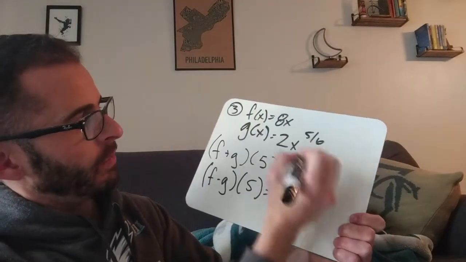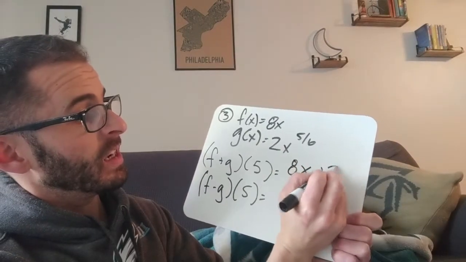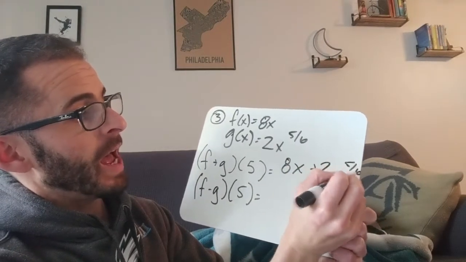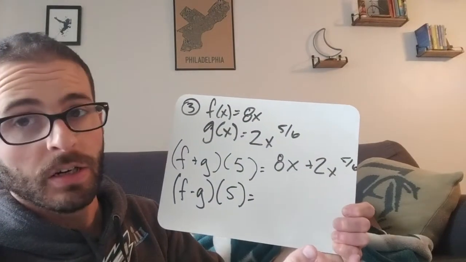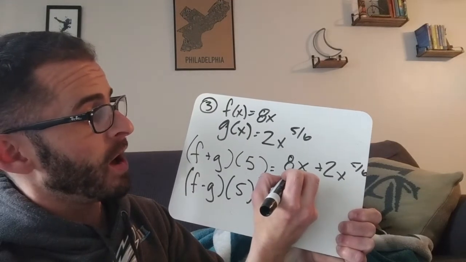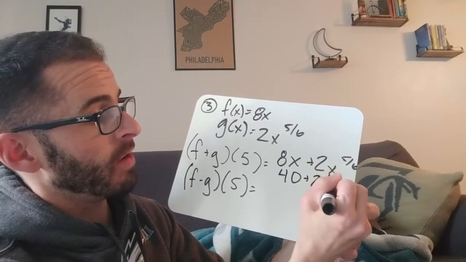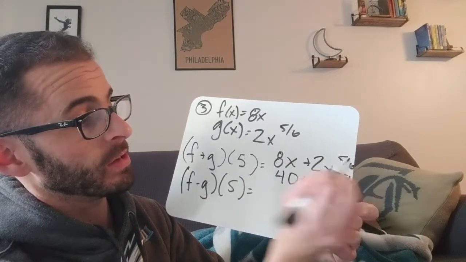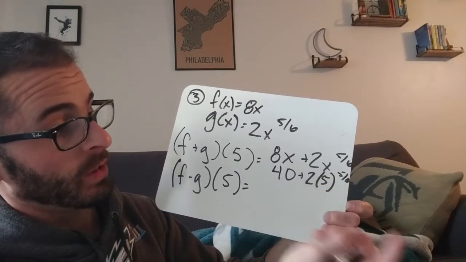So let me first add, and you'll see that there's not much to add. These are the same bases, but they don't have the same exponents, so they're not like terms. And there's nothing else I can do but plug in 5. So 8 times 5 is 40. And if you don't have a graphing calculator, like I don't because it's still at school, you're going to have to leave it like that.